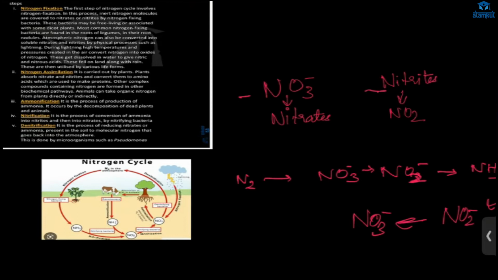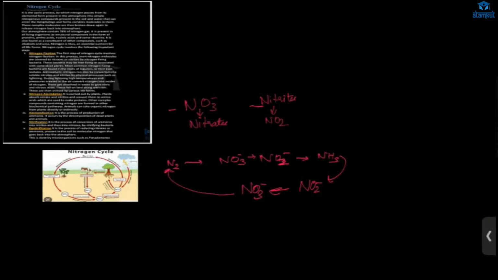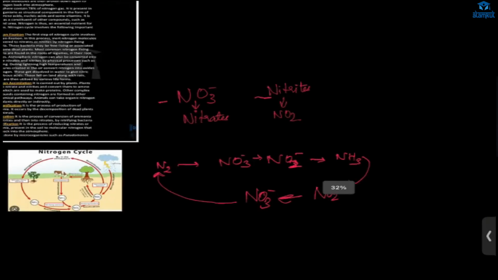Then next, the last step we have is denitrification. Here, this NO2, NO3, again it will get converted into NO2. This is the cycle of nitrogen, okay, nitrogen cycle.